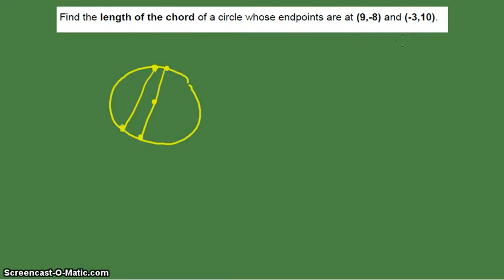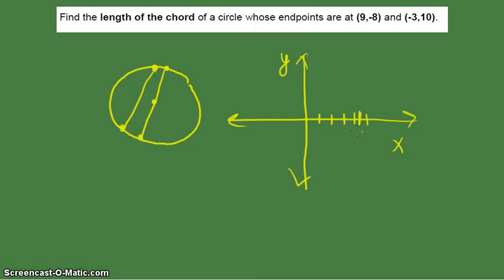Now, in this problem, we want to find the length of the chord whose endpoints are (9, -8) and (-3, 10). So, given, say, this is your x and y axis, 9, -8 is somewhere like, if you say 2, 4, 6, 8, 10, so this is positive 9, and negative 8 is like 2, 4, 6, 8.